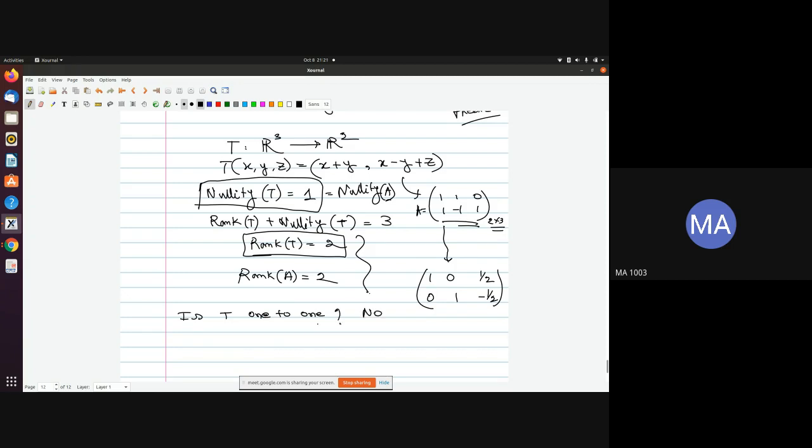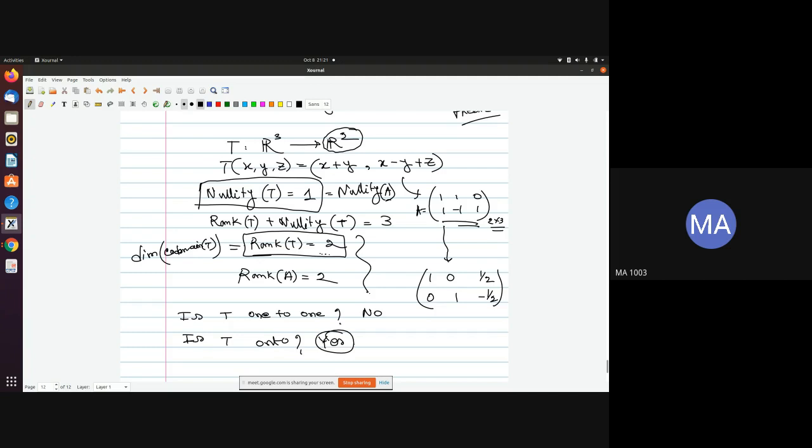So it is no. Is T onto? Yes, sir, it is onto, because the rank is equal to the dimension of the codomain. The dimension of the codomain of T is the same as the rank here, so it is onto. Clear? Understood how we can talk about all this? Yes, sir.